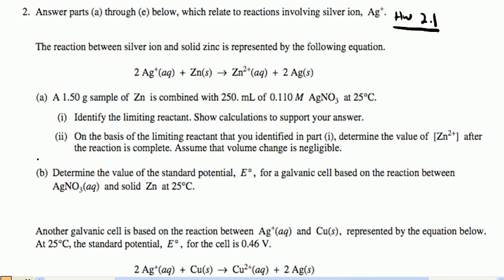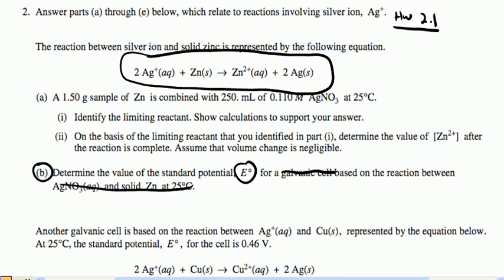So here we go. B, it says determine the value of the standard potential E for the galvanic cell based on the reaction between silver nitrate and solid zinc at 25 degrees Celsius. You don't need to know this. You really don't need to see anything else because they did give you the reaction here. So we're going to go through and write the answer.